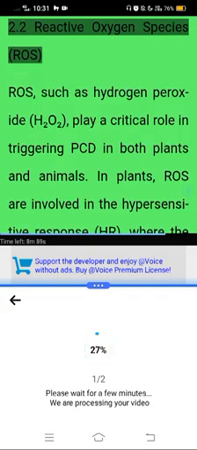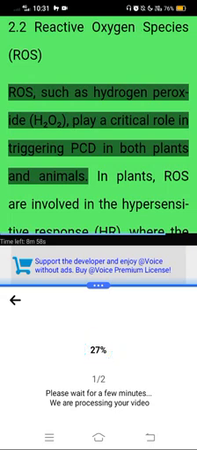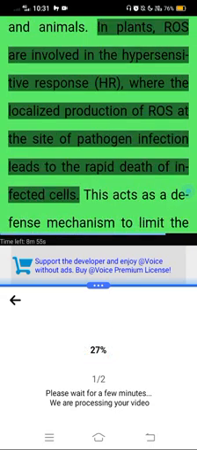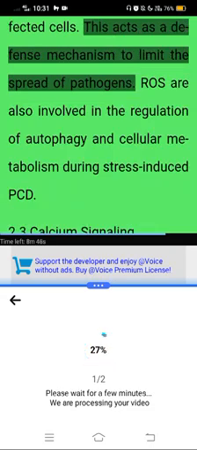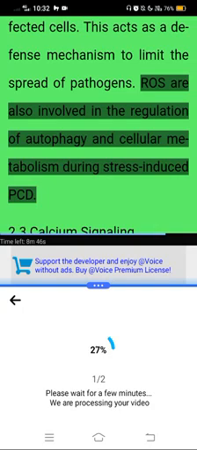2.2 Reactive oxygen species (ROS). ROS, such as hydrogen peroxide (H2O2), play a critical role in triggering PCD in both plants and animals. In plants, ROS are involved in the hypersensitive response (HR), where the localized production of ROS at the site of pathogen infection leads to the rapid death of infected cells. This acts as a defense mechanism to limit the spread of pathogens. ROS are also involved in the regulation of autophagy and cellular metabolism during stress-induced PCD.